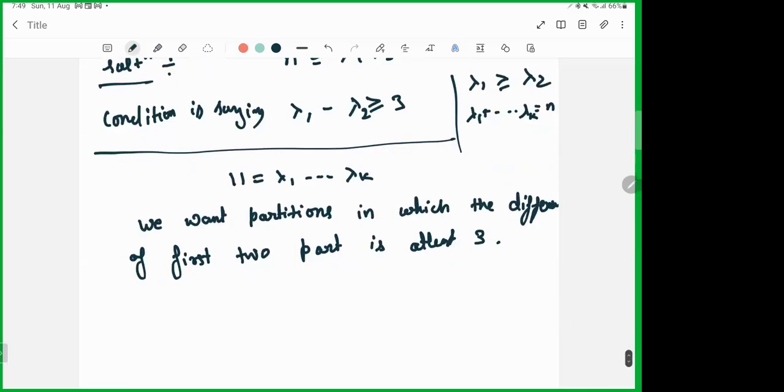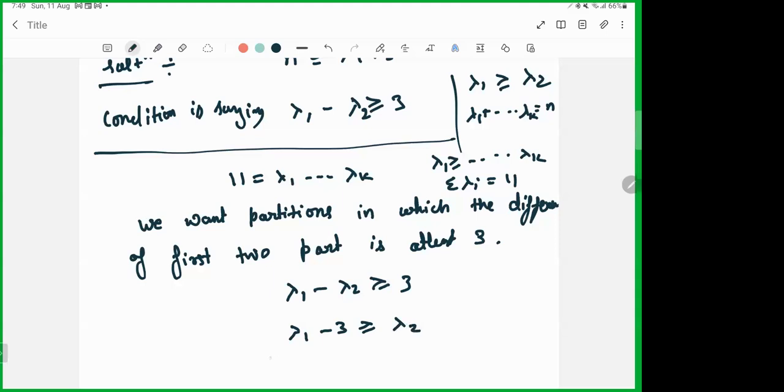We want partitions in which the difference of two parts is at least 3. So that means lambda 1 minus lambda 2, the condition is here, same thing, I should not write again and again. Summation of lambda i is 11. So lambda 1 minus lambda 2 is greater than 3. That means lambda 1 minus 3 is greater than lambda 2. So focus on this condition and the definition of partition.